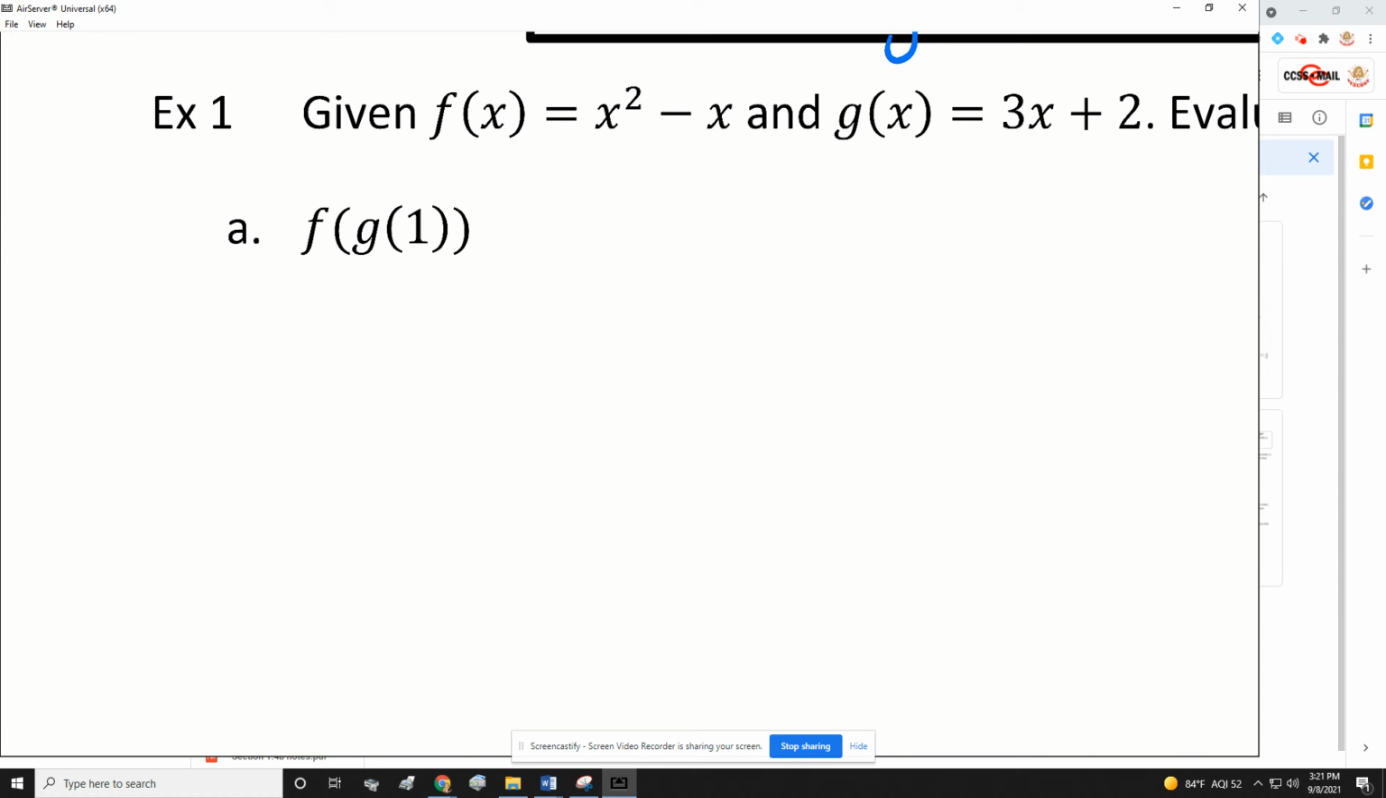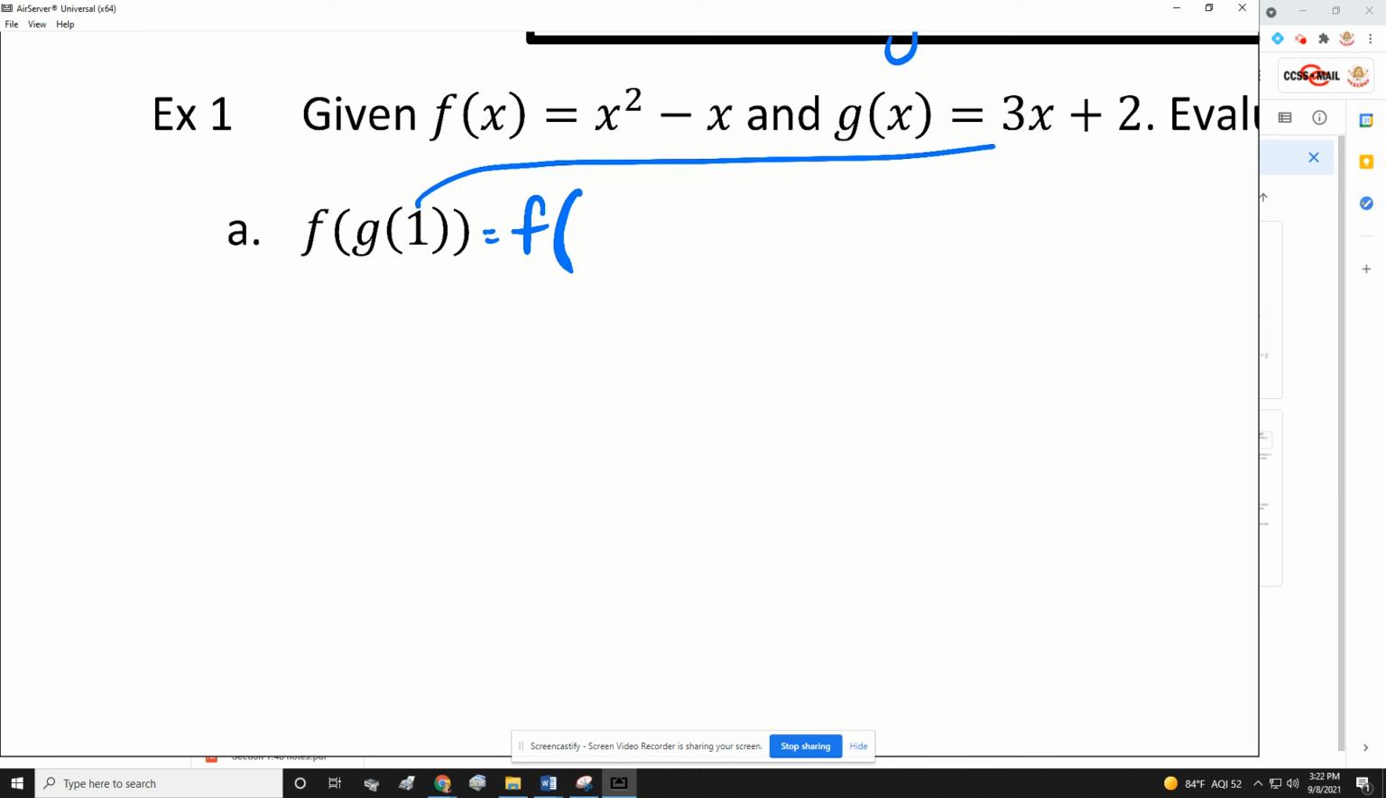So for example 1, we have f of x is x squared minus x, g of x is 3x plus 2. And what we're going to do is find f of g of 1. Just like always, when you've worked with order of operations, you would start inside the parentheses. So we start off and find g of 1. I'm going to leave that f alone out there, and I'll take my 1 and put it in for the x. That's what you would do to find g of 1, and that's going to be 3 plus 2, or 5.